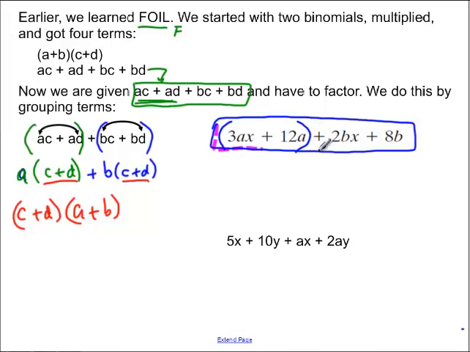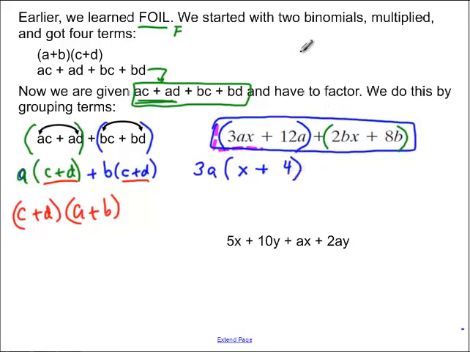My second grouping will be these two terms here. So let's factor the first two terms. What's the greatest common factor between 3ax and 12a? Well, it has to be a 3, and it also has to have an a in there. So if 3a is my greatest common factor, then I'm going to rewrite it kind of like this. So I can say 3ax divided by 3a gives me just x, plus 12a divided by 3a gives me 4.